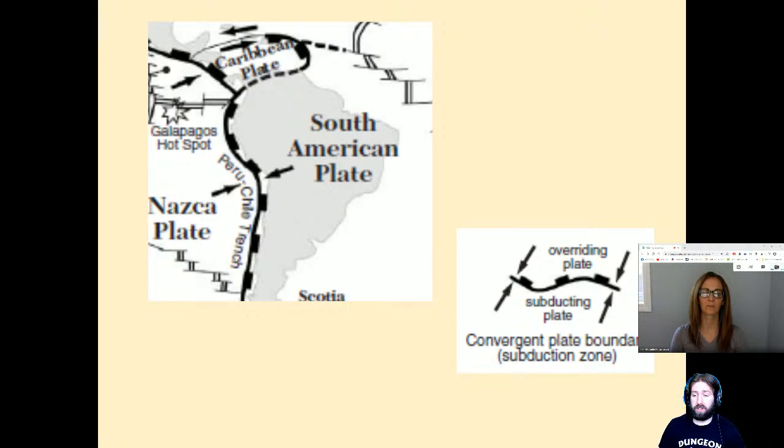You can see in the picture to the right, it says overriding plate and subducting plate. So the side that has those rectangles is the side that is going to be the plate that stays up, and the subducting is the one that goes down. So you can see there again that the Nazca plate, or the one that's to the left in the image, that one is the oceanic. It's going to subduct under. It doesn't have the rectangles on that side. So you can use the little symbols and the key that's on this image to help you figure out exactly which one is going underneath and which one is staying up.